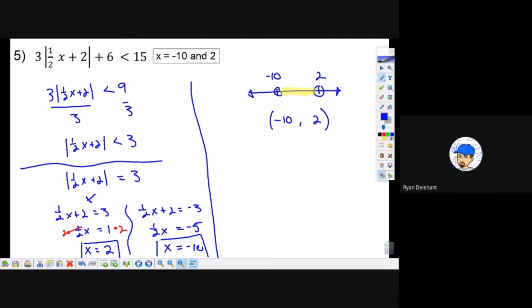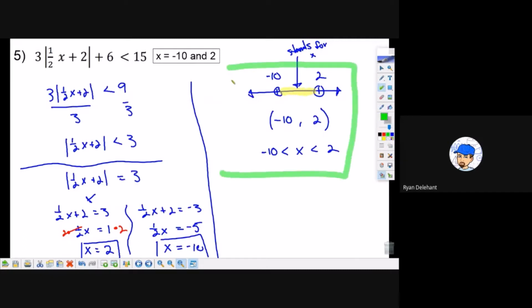Now, writing the inequality can be a little bit trickier, but here's what I want you to remember. The yellow line stands for x. So right now, x is trapped in between two numbers. So when you write the inequality, x is in the middle this time. It's not on the outsides. And it's trapped between two numbers. What two numbers is it trapped between? -10 and 2. And there we go. We have our 3 sets of answers, okay?